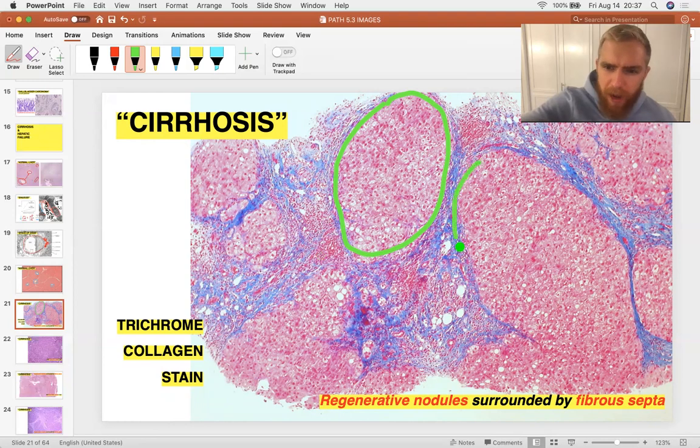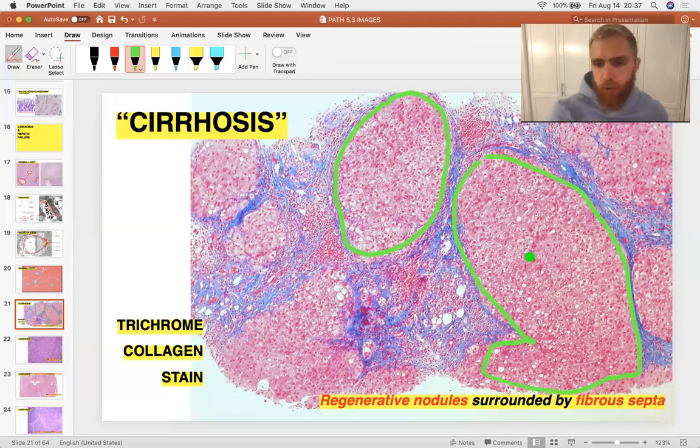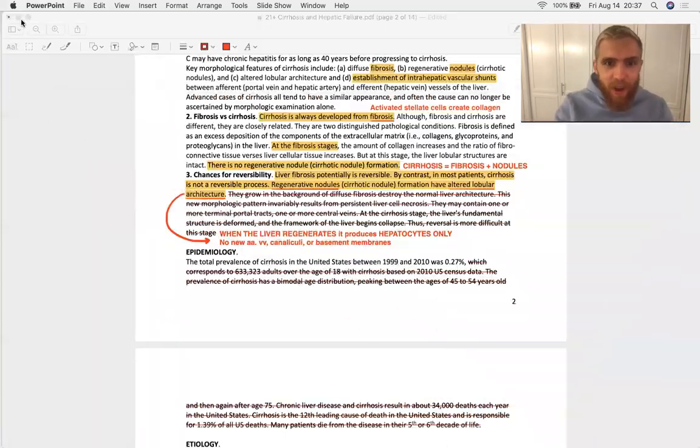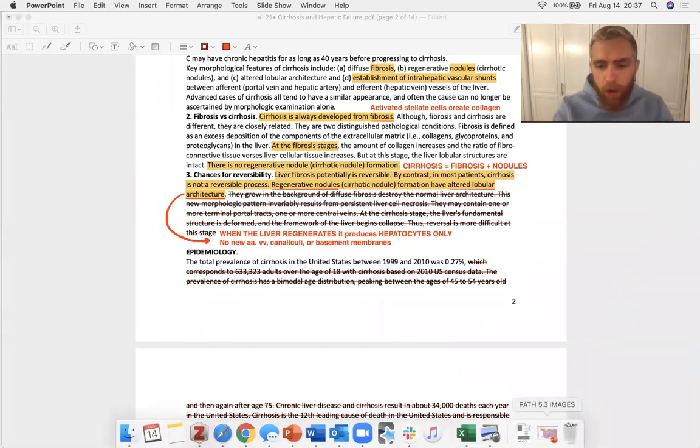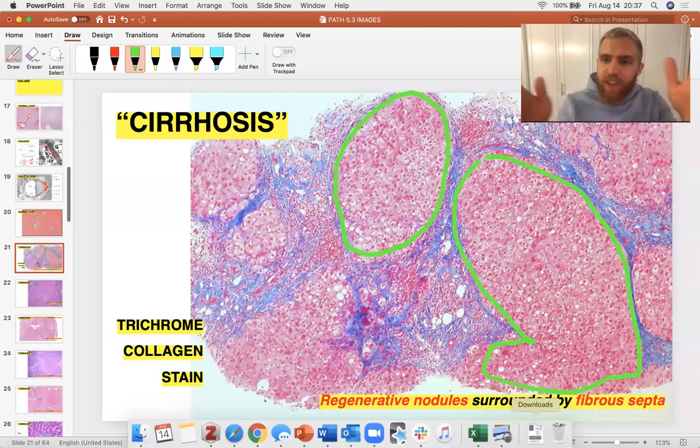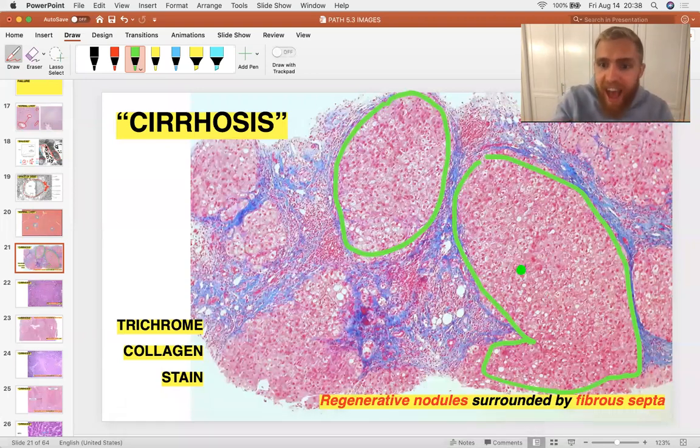What about this one off to the right? Do you see any central vein whatsoever within this damaged area of liver, this cirrhotic nodule? Because I don't. I see a lot of fatty change and spaces in between hepatocytes, but I don't see any venules. And so this picture is showing you what the SDL says when it tells you regenerative nodules have altered lobular architecture, right? Because their vasculature is pushed to the side.